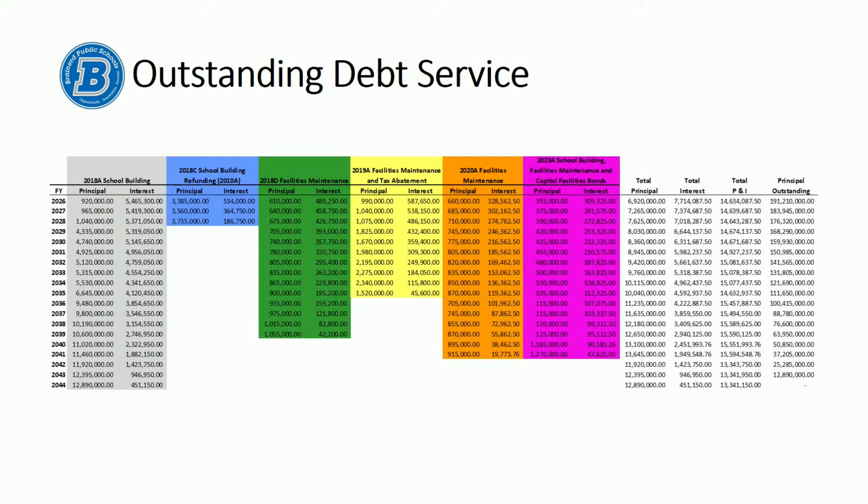And then this is just our outstanding debt service. Overall principal is about 191 million. Last year it was 198 million. So we continue to pay off some of our debt, and it goes through the year 2044. If we don't issue any new debt, that'll continue to move down every single year.